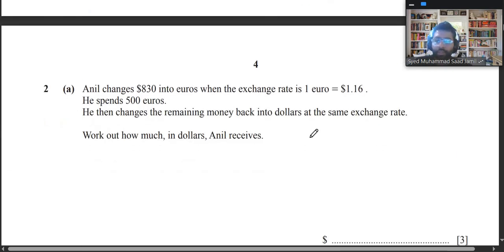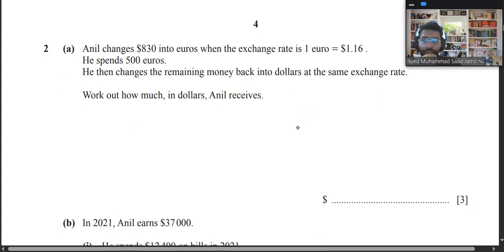Oh, question 1 was so long, it took us 10 minutes to do one question. Anyways, question 2. Anil changes $830 into euros with the exchange rate 1 is to 1.16. He spends 500 euros. He then changes the remaining money back into dollars at the same exchange rate. Work out how much in dollars Anil receives.